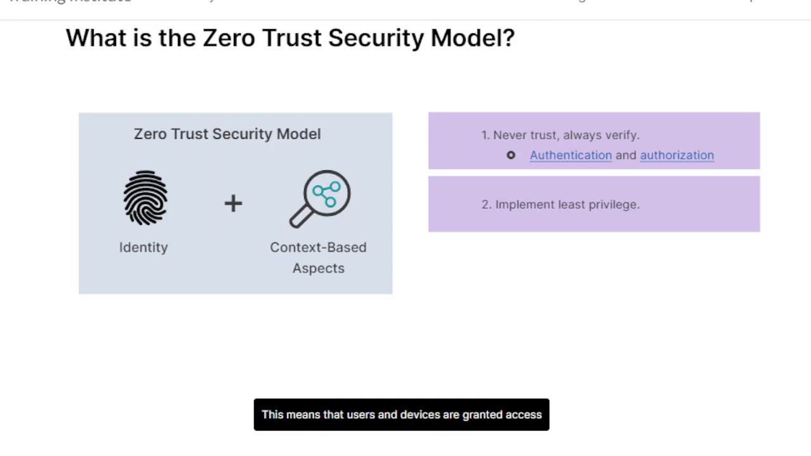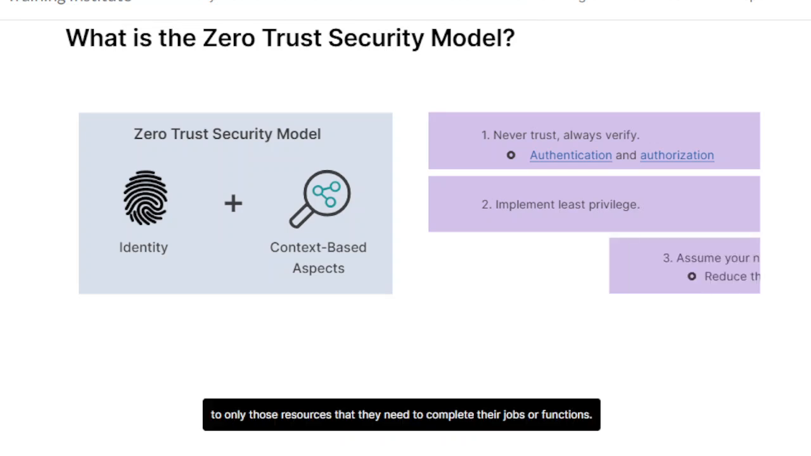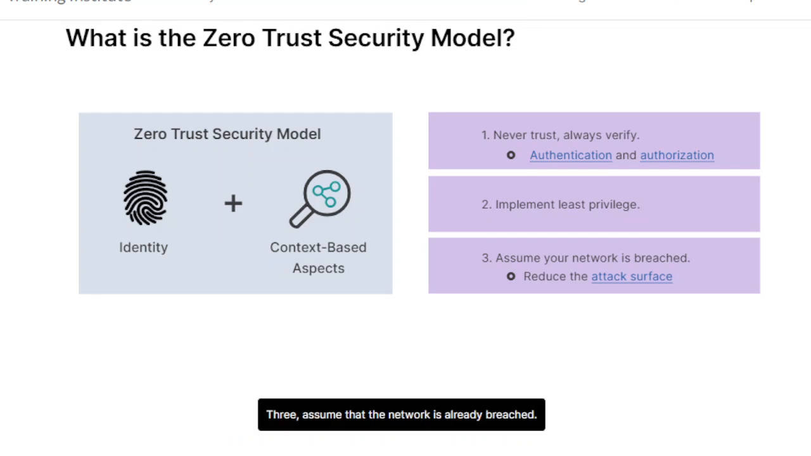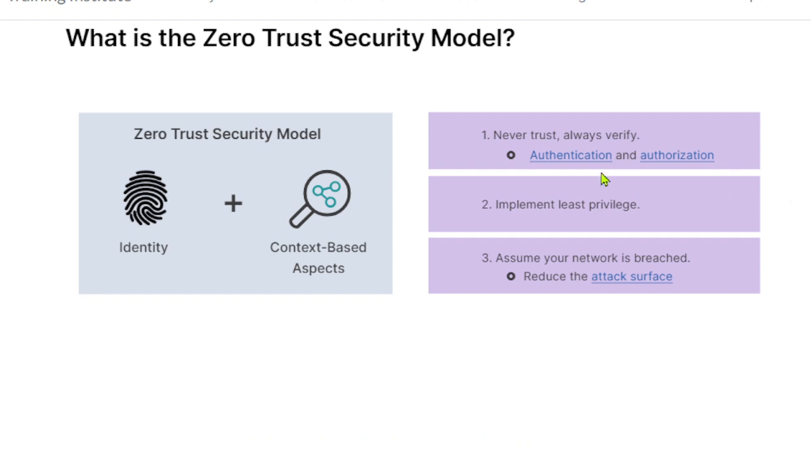This means that users and devices are granted access to only those resources that they need to complete their jobs or functions. 3. Assume that the network is already breached. Take precautions, such as reducing the attack surface. Click the underlined term for more information.